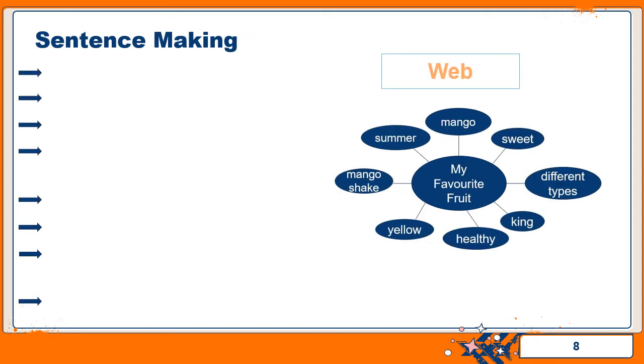Dear students, now we will learn to make the sentences of the words that we used in web picture. The web picture is in front of you. Here the words are given and one by one we will use them in sentences. We can make the sentences randomly. Any word that you look or that comes to your mind, you can write it down. For example, the first sentence is, what is your favorite fruit? That is mango. So the sentence will be, my favorite fruit is mango.